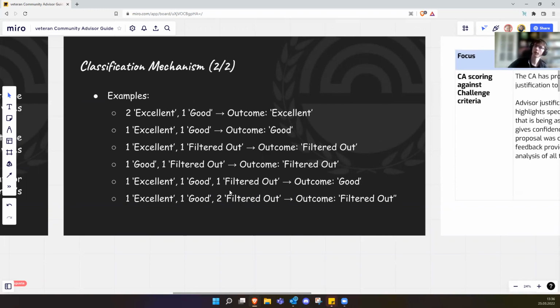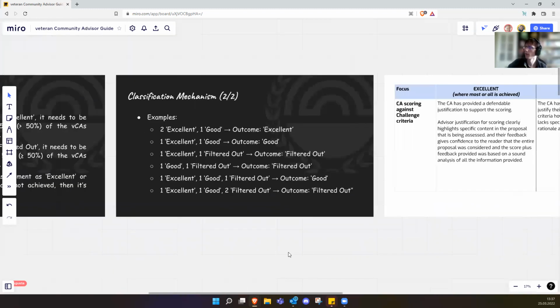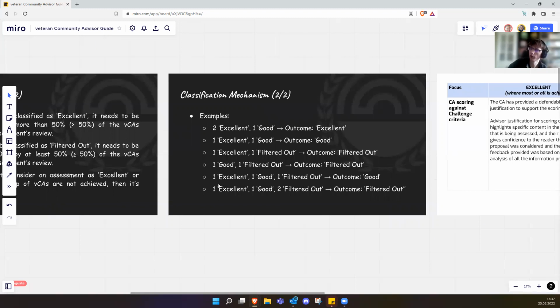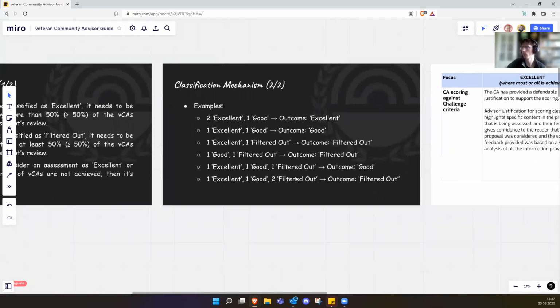And if a filtered out rating counteracts the excellent one. So if there is an excellent, a filtered out and a good, then it ends up with good. So it's mostly like majority voting in a sense.